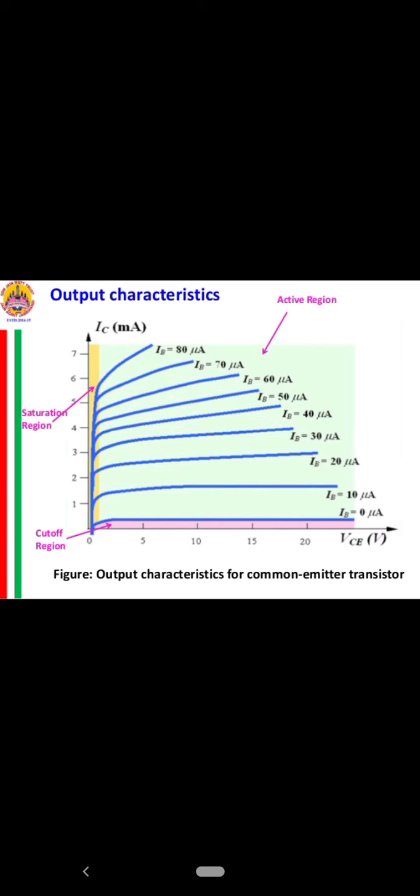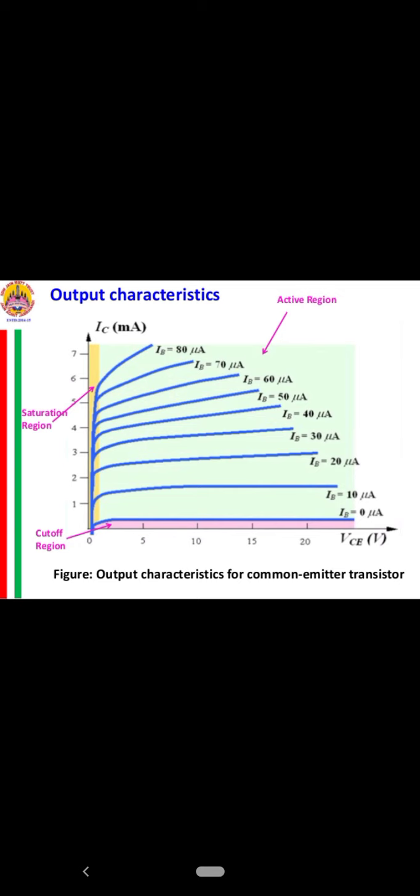This is the output characteristic curve for the common emitter transistor. IC is the collector current, VCE is the output voltage. There are three regions. Saturation region is shown in yellow, cutoff region is shown in pink color and the active region is shown in green color. The various curves are for different values of IB.